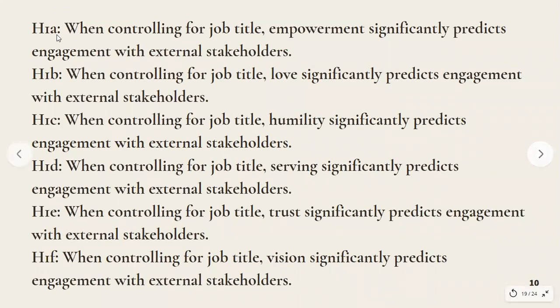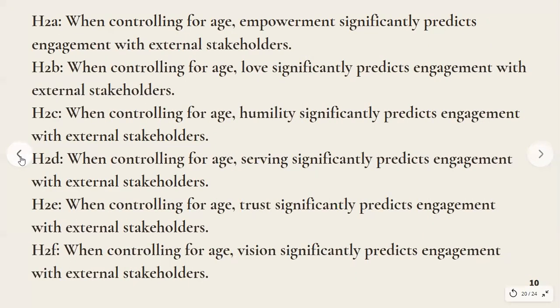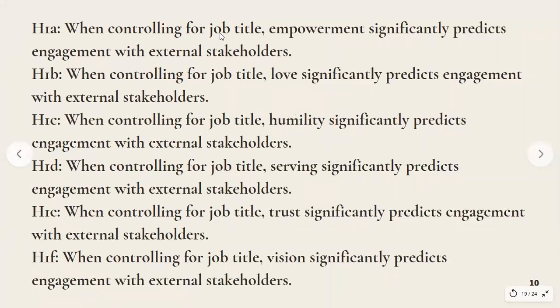Okay, H1A, B, C, D, E, and F. And with this, we're controlling for job title because we want to see who the CEO is and if that's going to have any impact on engagement with the stakeholders. So here you also see the 6 subscales: empowerment, love, humility, serving, trust, and vision. So what we're asking is, when controlling for job title, does empowerment significantly predict engagement with external stakeholders?